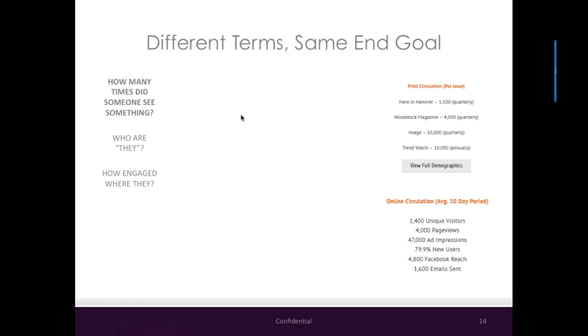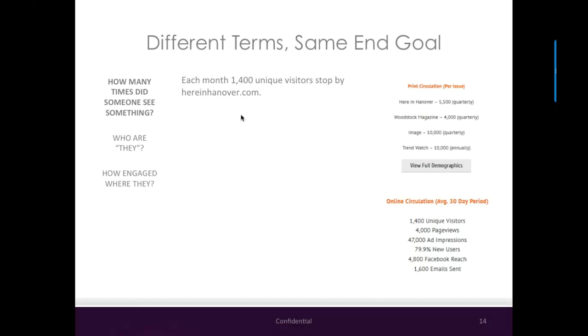So the phrases that we use in print and online and whatever might be changing, but the goals are get a message in front of people, help them understand who that is, and try to get them to engage. I'm going to have Ryan talk a little bit about what you see here and how a publication he helps market tells their story.